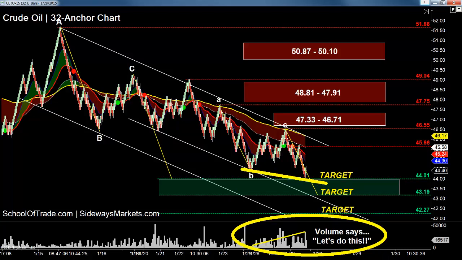Here's an example of when I would use volume. I'll use volume right now because we made a new low today, and I want to see if those sellers are for real. Are they for real? They are for real. So these sellers are for real in this situation. That tells me keep on selling.